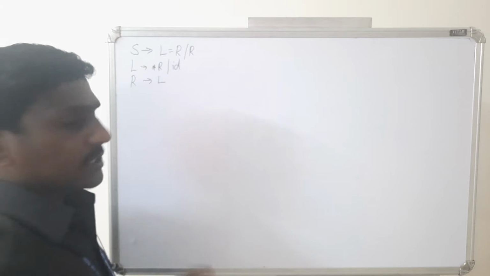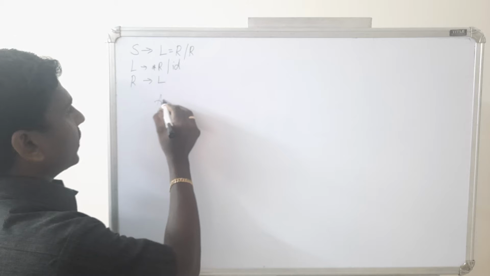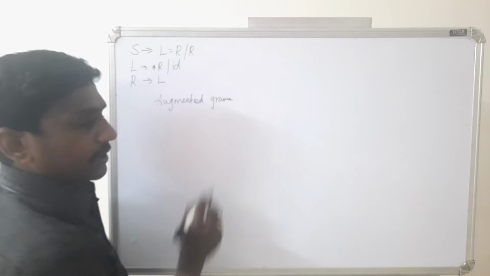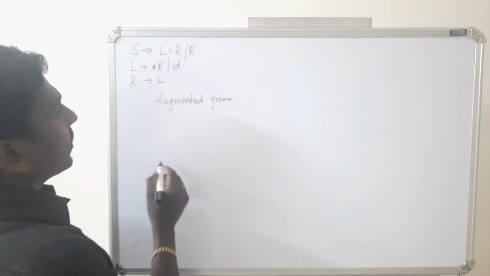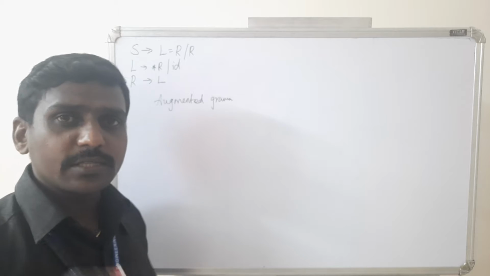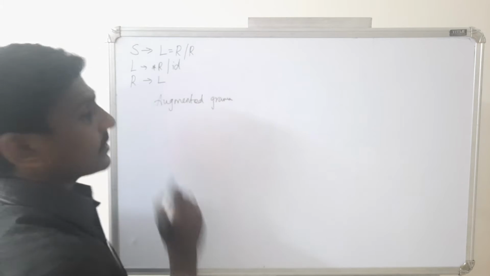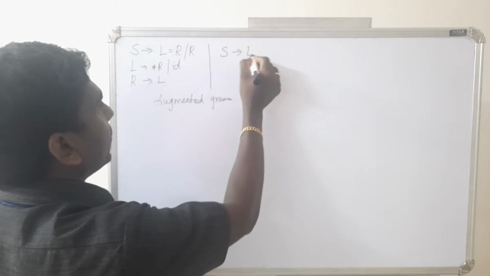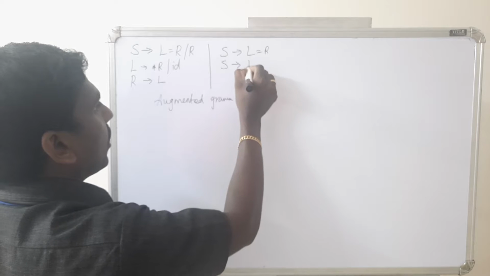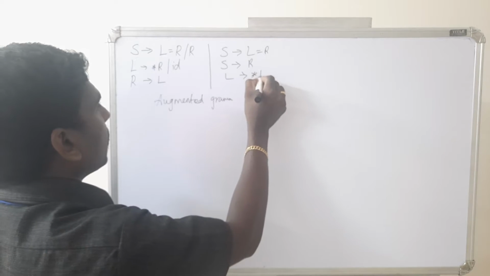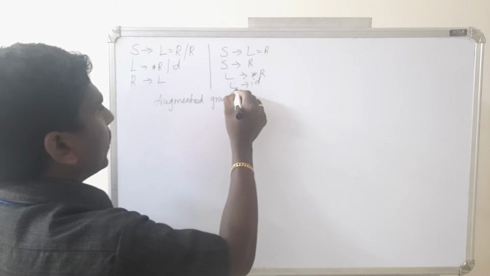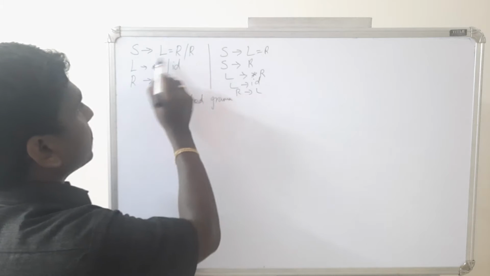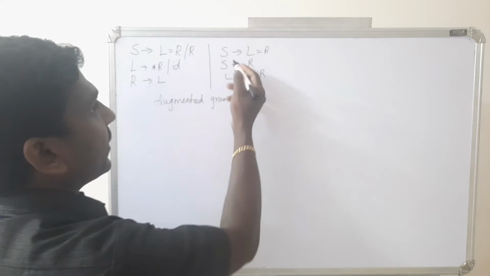In the SLR parser, I told you, first we have to find the augmented grammar. To find the augmented grammar, we want to see which one is the start symbol. S is the start symbol. So we can rewrite the grammar like S tends to L equal to R, S tends to R, L tends to star R, L tends to ID, and R tends to L. Clear? Because the slash separates these two productions, we can rewrite the grammar like this.